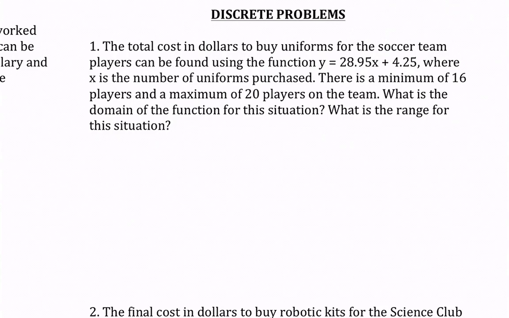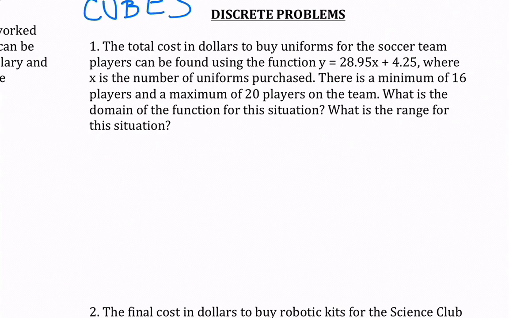Okay, so let's read the problem, but then I want to talk about CUBES, which is what we're going to be using to help us break down word problems. So I'm going to write CUBES right here. First let's read it in its totality real quick. The total cost in dollars to buy uniforms for the soccer team players can be found using the function y equals 28.95x plus 4.25, where x is the number of uniforms purchased. There is a minimum of 16 players and a maximum of 20 players on the team. What is the domain of the function for this situation, and what is the range for this situation?